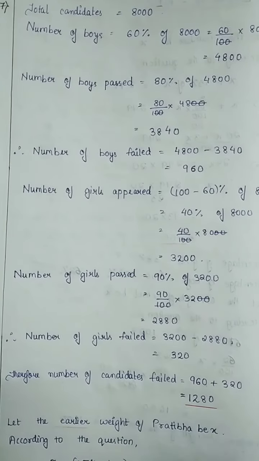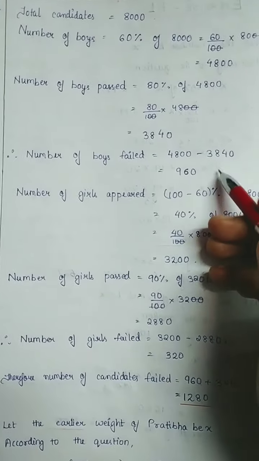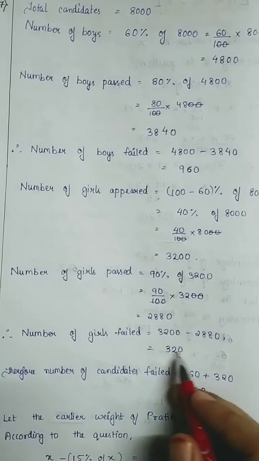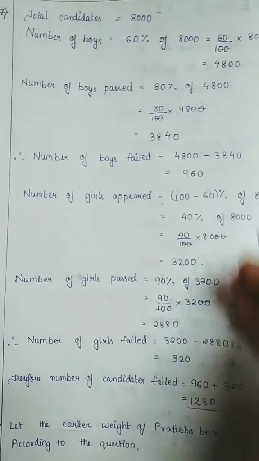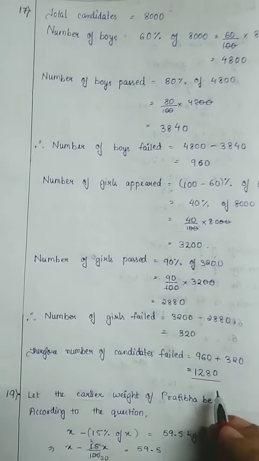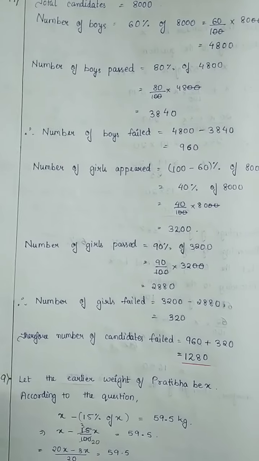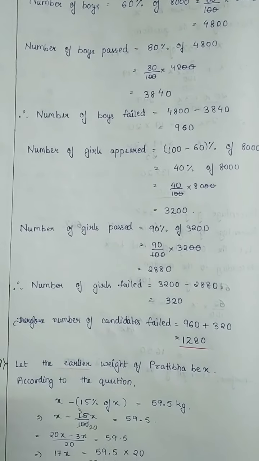Now total candidates failed is equals to number of boys who failed plus number of girls who failed. So that is 960 plus 320. That is equals to 1280. Okay, let's move on to the next question. Question number 19.